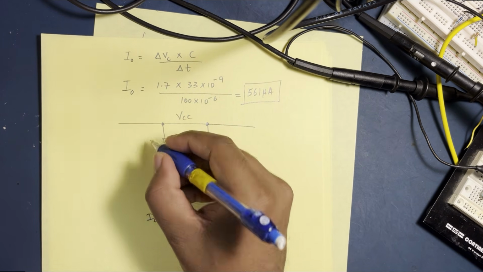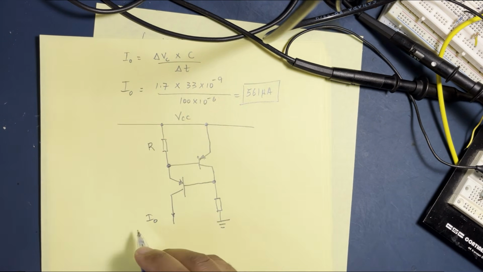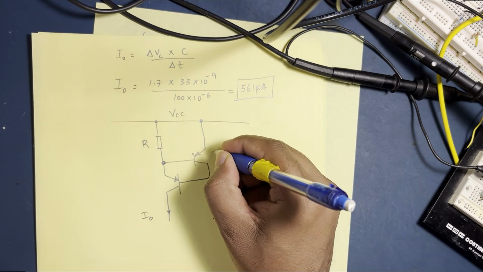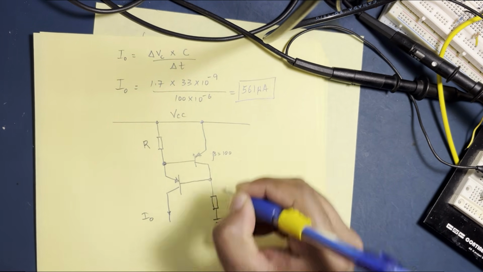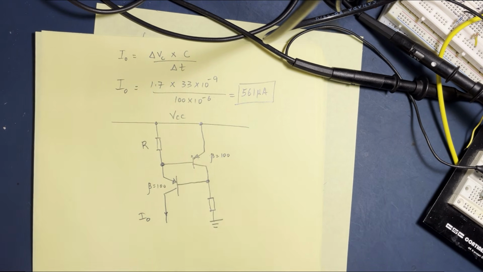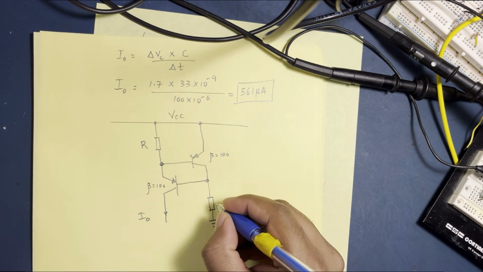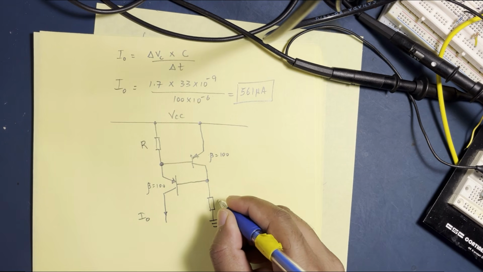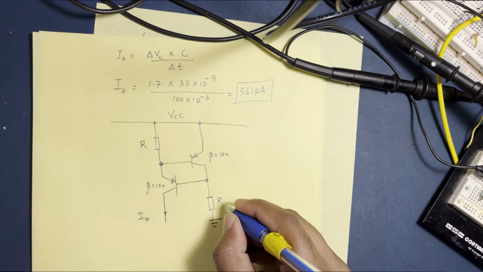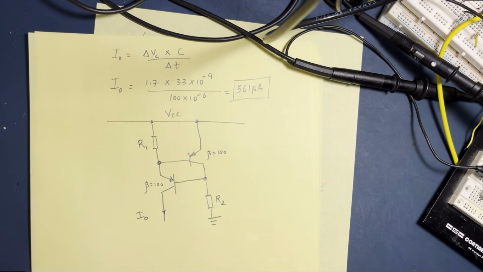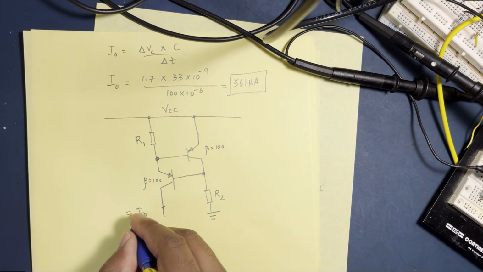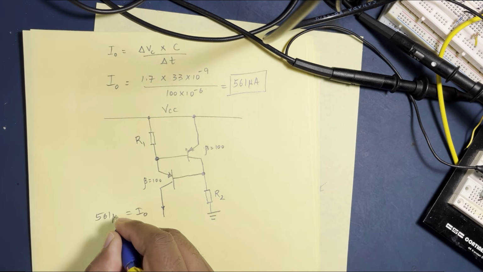So basically what we have is we're going to design R. We're going to assume that our transistors have a reasonable beta, which is about 100, which is not too difficult, right? And we're also going to design this resistor here. I'm just going to call it R1, this one, R2. So we're going to design both of them. Now we know I naught, which is 561 microamps.